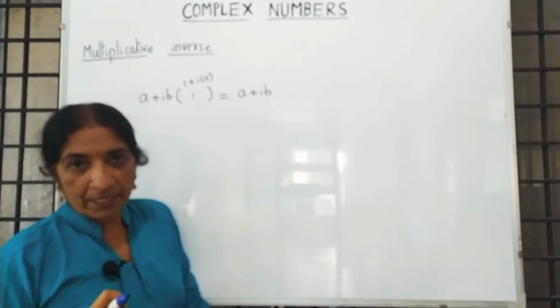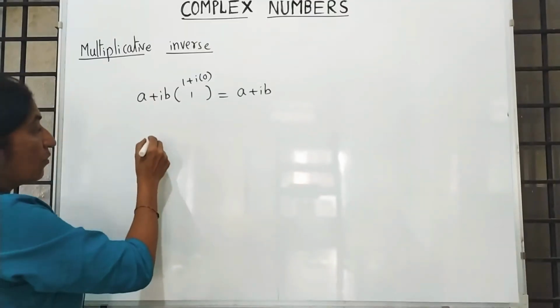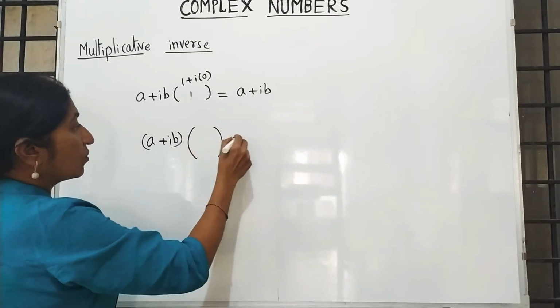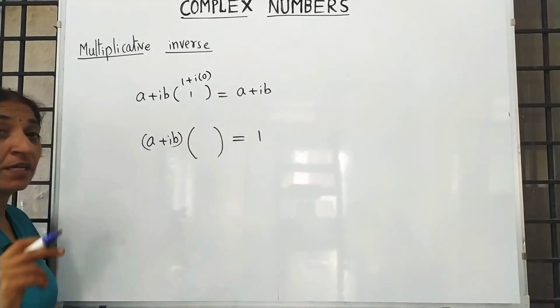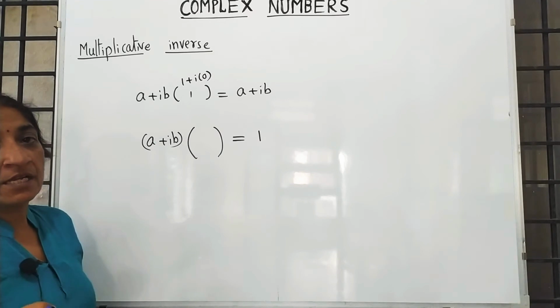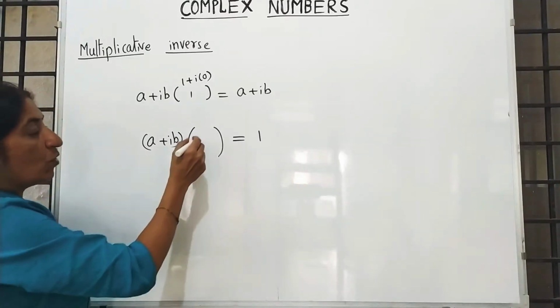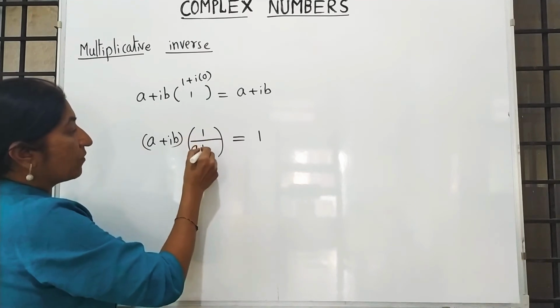1 is called the multiplicative identity. Now here, write one complex number a plus ib; you should get 1 as the answer, that is the multiplicative identity. Then what are you multiplying? We are multiplying by 1 upon a plus ib.